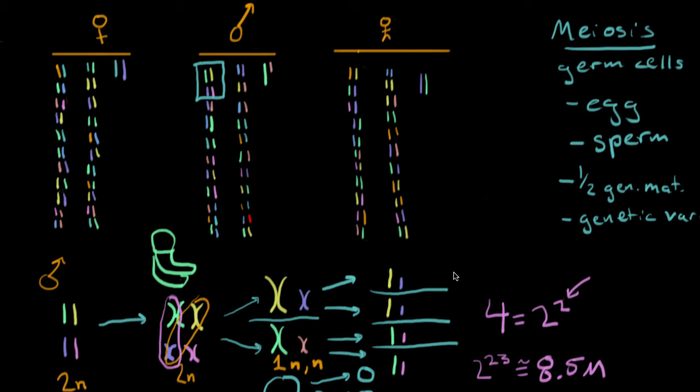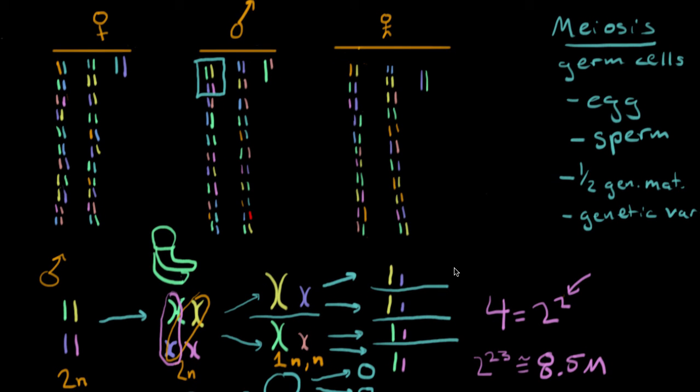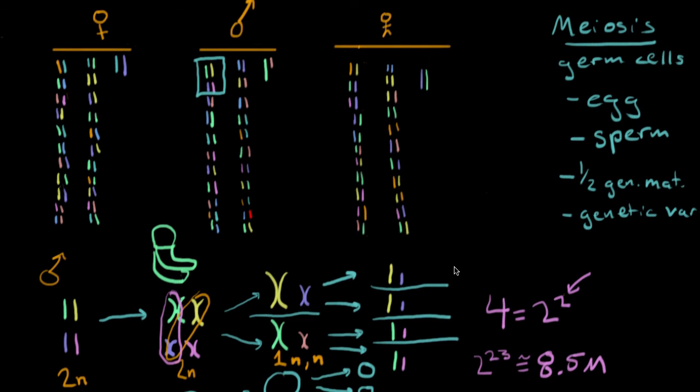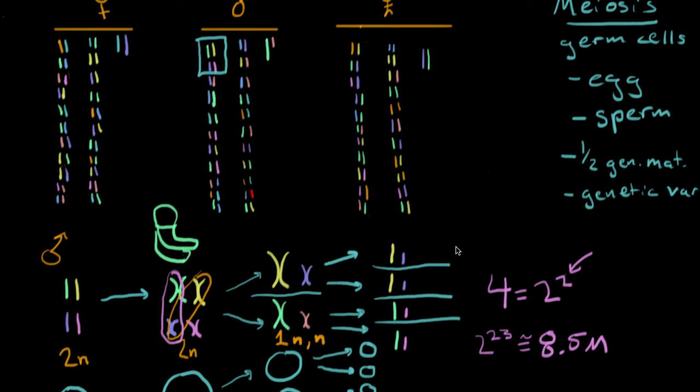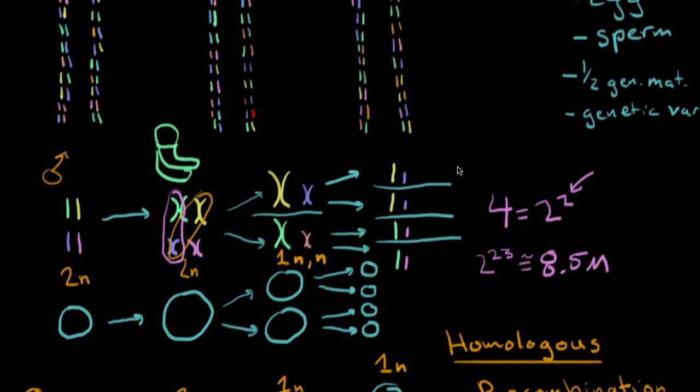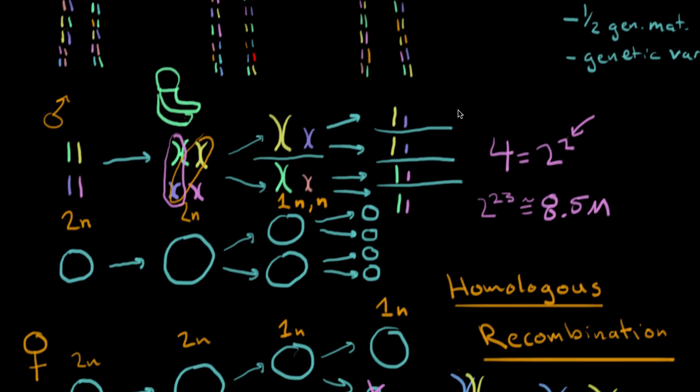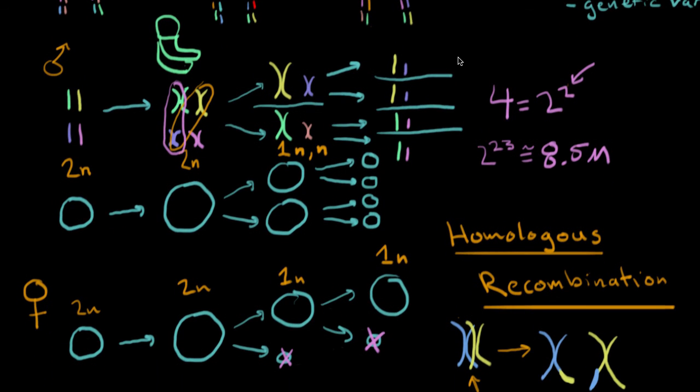Okay, so to sum up, meiosis is a special type of cell division that produces egg and sperm. It cuts the genetic material in half and introduces genetic variation into the population. It cuts the genetic material in half by independent assortment of homologous chromosomes and introduces genetic variation the same way. It also introduces genetic variation by homologous recombination, where chromosomes swap parts of their DNA strands.